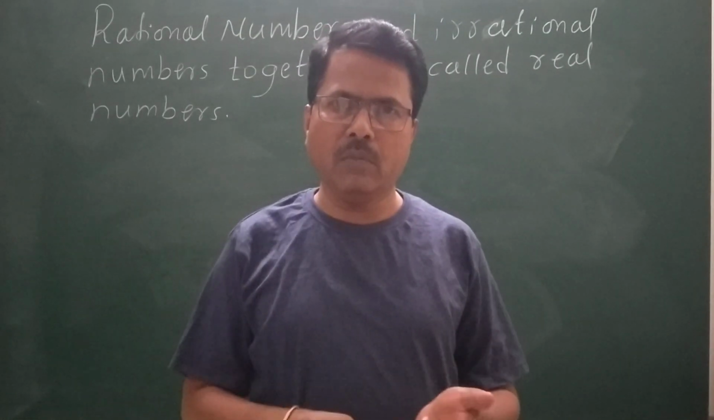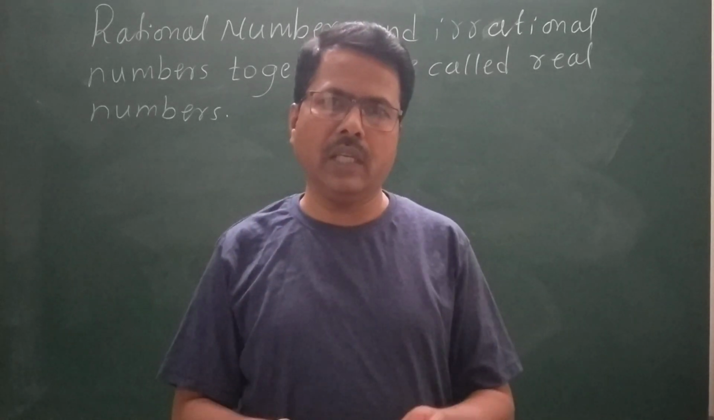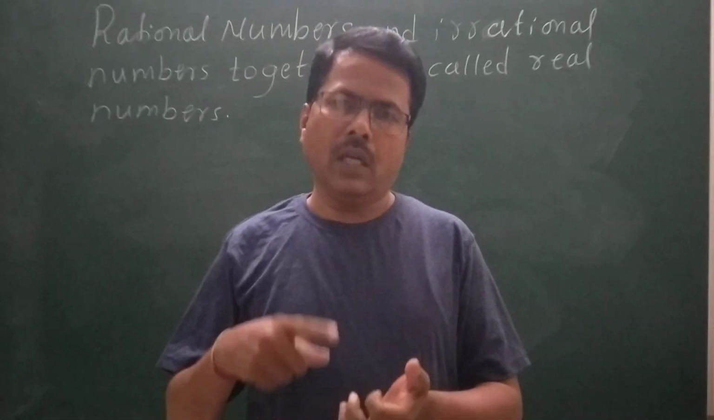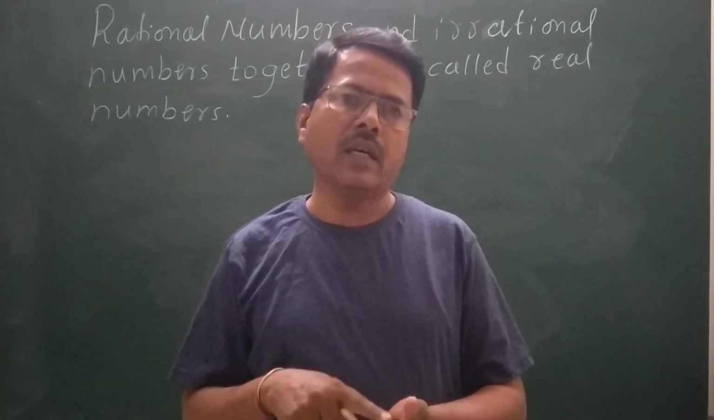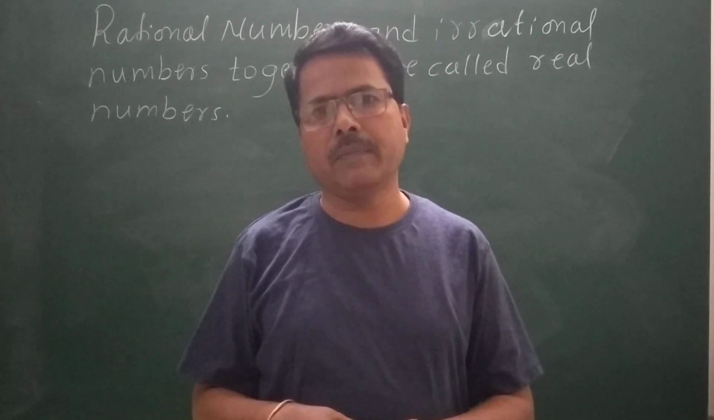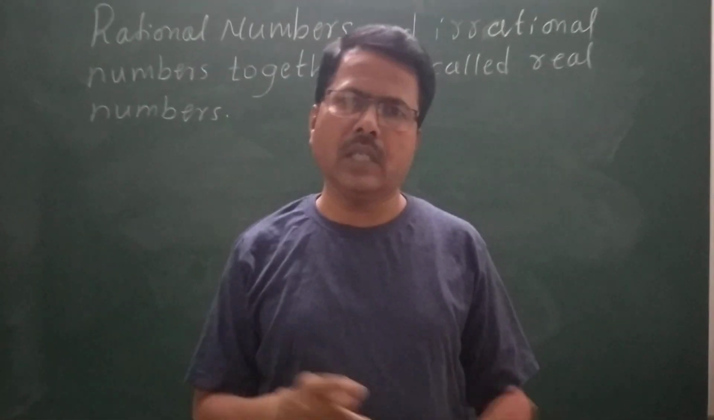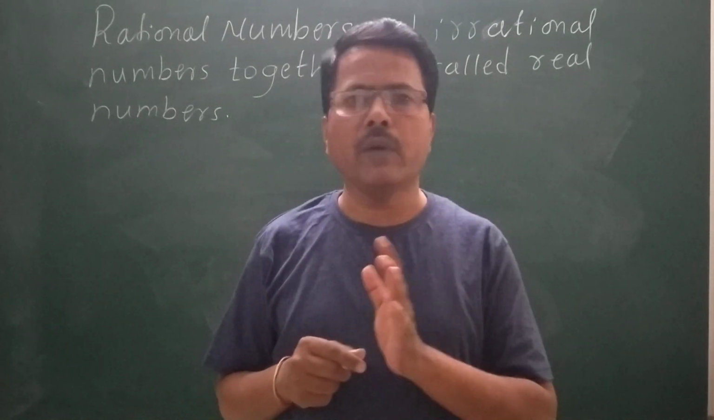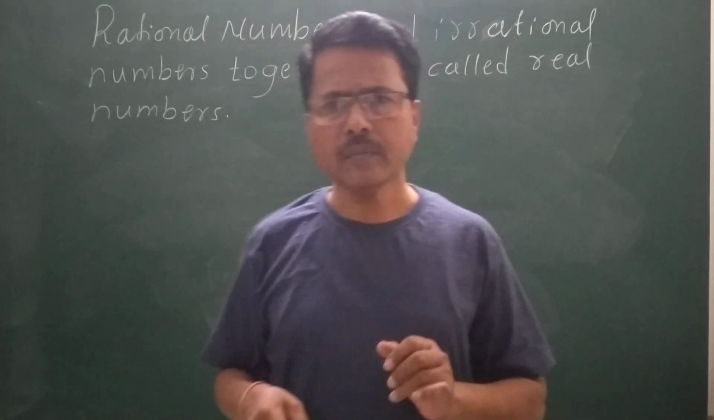For example, natural numbers are real numbers, whole numbers are real numbers, all integers are real numbers, all rational numbers are real numbers, all irrational numbers are real numbers. That is, rational numbers and irrational numbers together are called real numbers. This point we have studied in the last period.